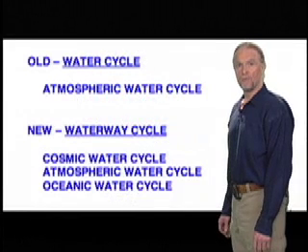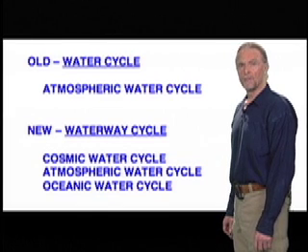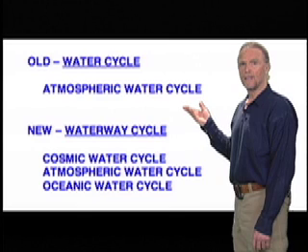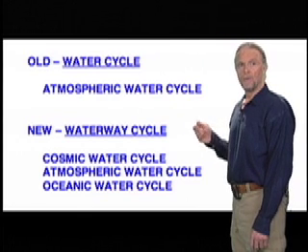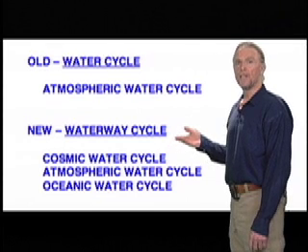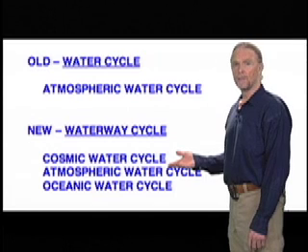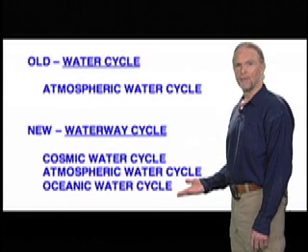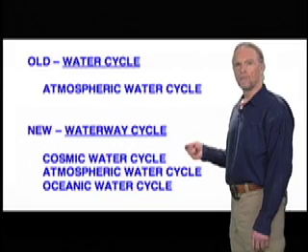The material I am presenting to you today is the first time in history that this new definition for the water cycle is being made available. The old definition for the water cycle only included one phase of the water cycle and is based on scientific data that is no longer updated. The new definition for the water cycle, which we call the Waterway cycle, to differentiate it from the old, includes three interactive cycles: the cosmic water cycle, the atmospheric water cycle, and the oceanic water cycle.